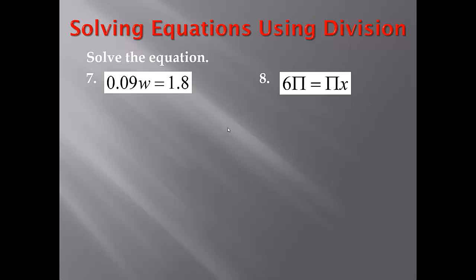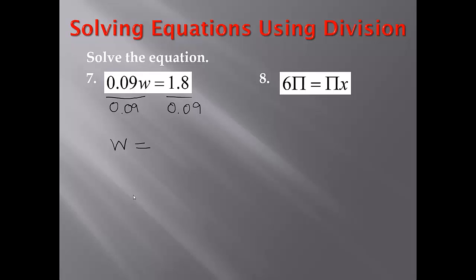Now we're going to solve equations using division. For number 7, we have 9/100 times w equals 1 8/10. You'll see that we are multiplying 9/100 times w, so the opposite, or the inverse, would be to divide. So we can divide by 9/100 on both sides.